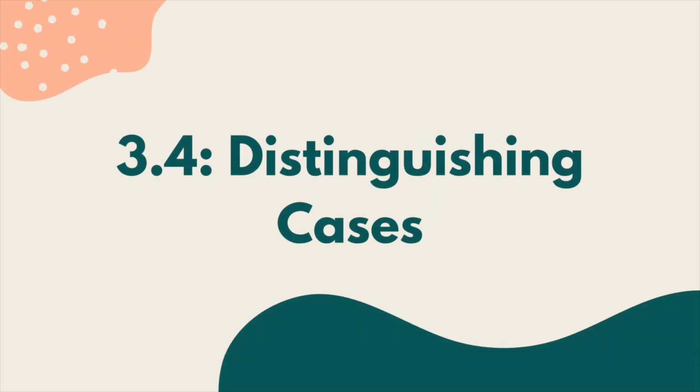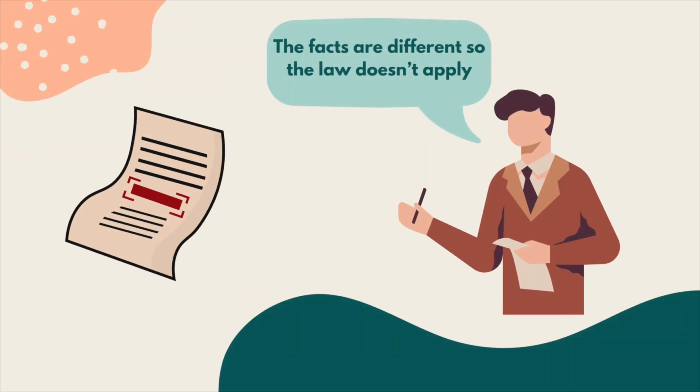3.4, distinguishing cases. Let's say you're a lawyer and a case exists that's precedent setting, but it doesn't help your client win their case. What lawyers often do is try to argue that a particular case that sets precedent doesn't apply to their client's case. They do this by saying that the facts of their client's case are different to the facts in the precedent-setting case. This is called distinguishing cases. The lawyer is saying that the judge can make her own decision about the case and not be bound to follow earlier precedent because the facts are different and therefore the law is not the same and doesn't apply.